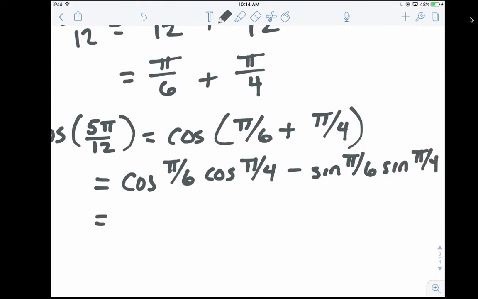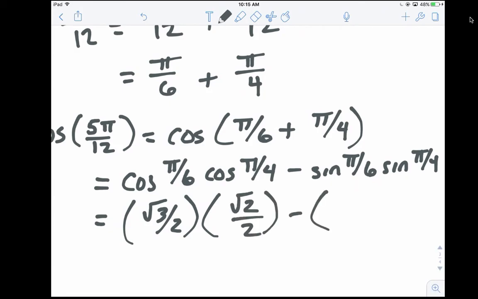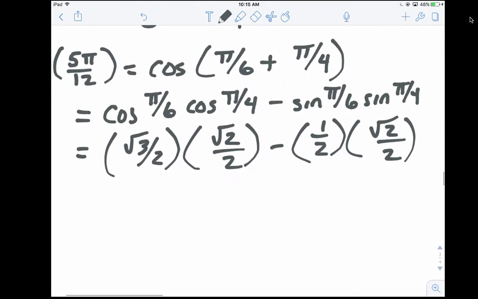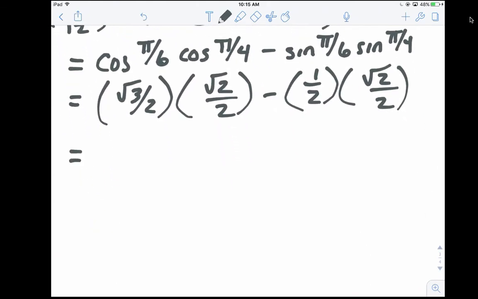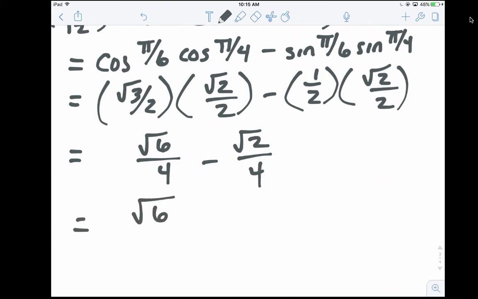Alright, so now you're just using the unit circle. So cosine of pi over 6 is root 3 over 2. Cosine of pi over 4 is root 2 over 2. Minus sine of pi over 6 is 1/2. Sine of pi over 4 is root 2 over 2. So now if you just multiply through, you get root 6 over 4 minus root 2 over 4. So your final answer is root 6 minus root 2, divided by 4.